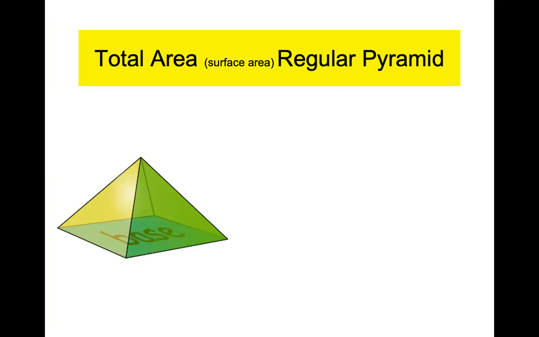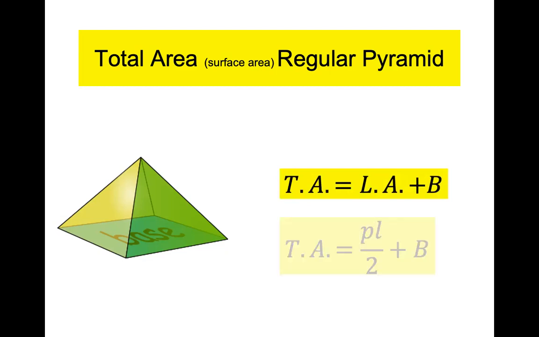Let's think about it. The previous one we did was lateral area. Lateral area would be those four sides right there. So what are we missing for total area? We're missing the base. So I would like you also to put this somewhere in your notes. Lateral area, which is PL over 2. Since it's a pyramid, there's only one base, so it's going to be lateral area plus one base area.